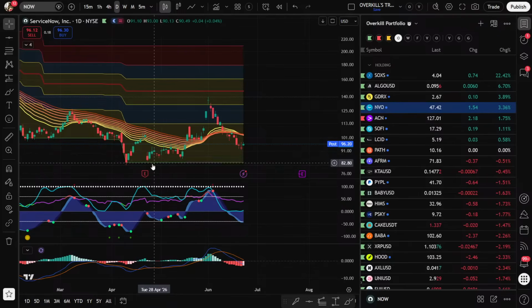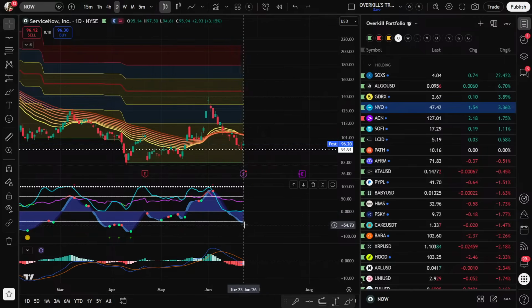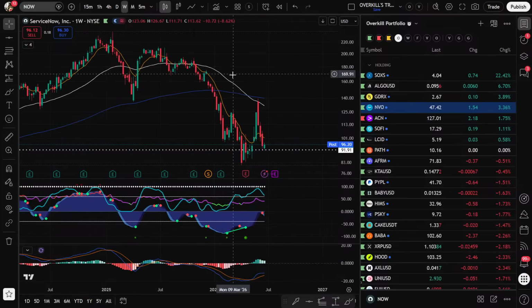Okay, you can see we bottomed right here in April down here at 82. We bounced right on that $91 level. So up above 90, I think now looks interesting. I'd watch that one for a daily alert there.